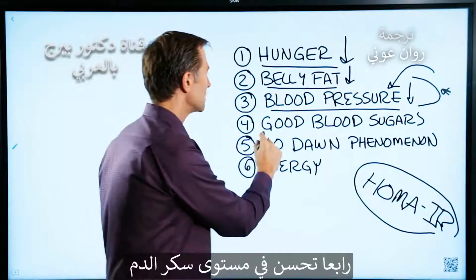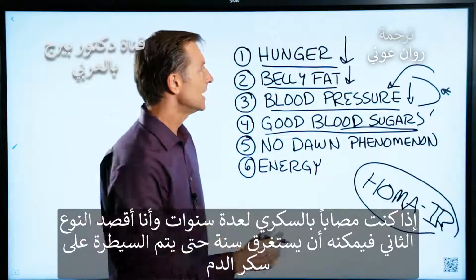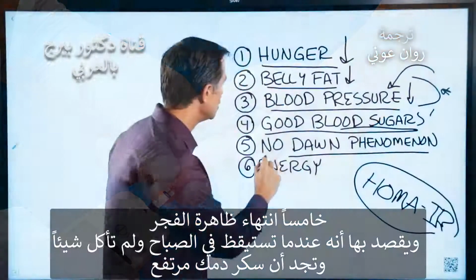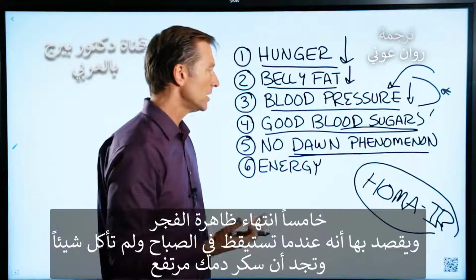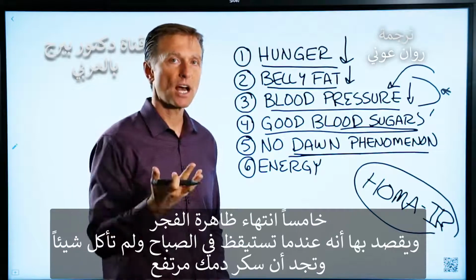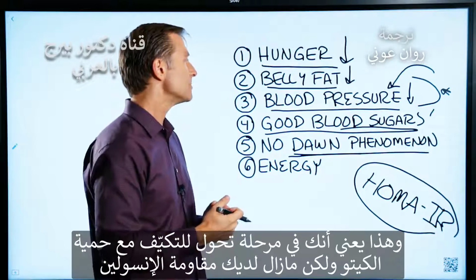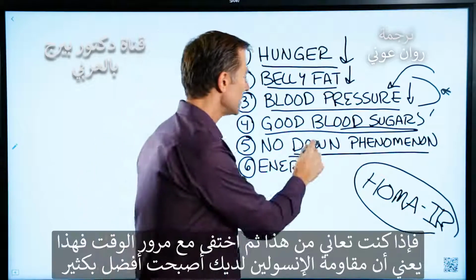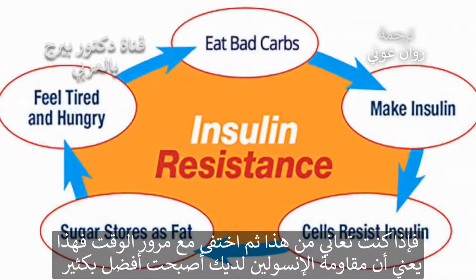Next one, good blood sugars. Now, for most people, you're going to see change immediately. Now, if you've been a diabetic for many, many years, I'm talking type 2, it could take up to a year to really get this blood sugar under control. Number 5, no dawn phenomena. The dawn phenomena is this: when you wake up in the morning, you didn't eat anything, and your blood sugar is high. That just means that you're in the transition phase of adapting to ketosis, and you still have insulin resistance. So if you have this, and then it goes away, which it will over time, that means your insulin resistance is much, much better.